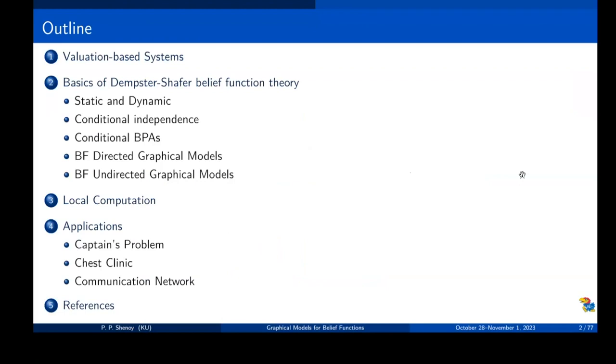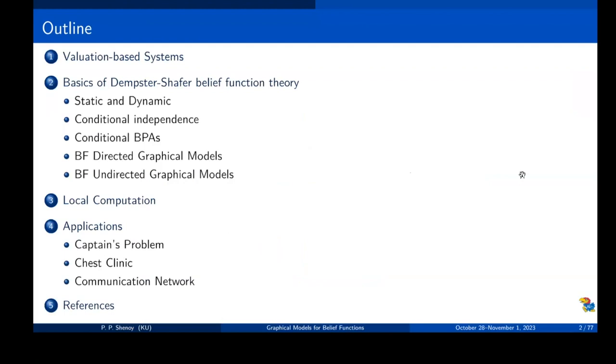Of course, a large part of the talk is how we compute and make inferences from these models. I call it local computation because you can compute marginals of the joint without actually computing the joint, which cannot be computed because the models are too big. The joint exists in theory, and we can compute the marginals without actually computing it.